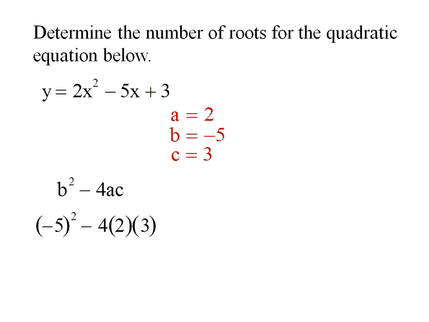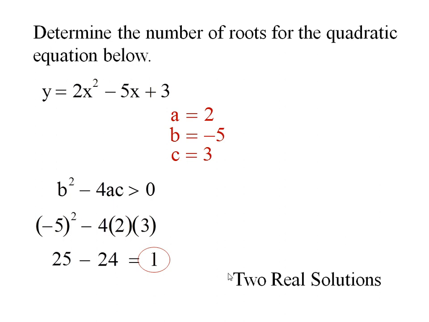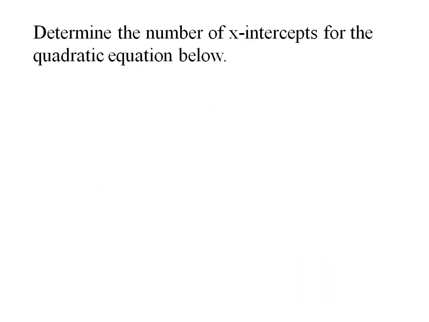And then we, of course, use Aunt Sally's order of operations to do our math. So we know we need to start with our exponents, and we end up with 25 minus 24, because 4 times 2 times 3 is 24. And 25 minus 24 equals 1. So if my discriminant is a number that's greater than 0, that 1 is greater than 0, then that tells me I'm going to have two real solutions. It tells me that this quadratic equation, which opens upward, it's pretty narrow, and it's going to cross the x-axis twice. Next example.